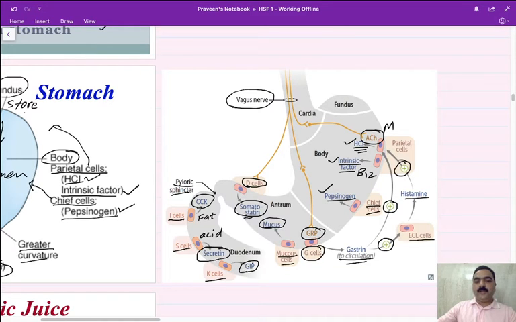So this GIP has two roles. One is the gastric inhibitor; it inhibits the gastrin production, and it is also called the GIP. It inhibits the gastrin, inhibits the G cell. And also it stimulates the pancreas to secrete insulin.